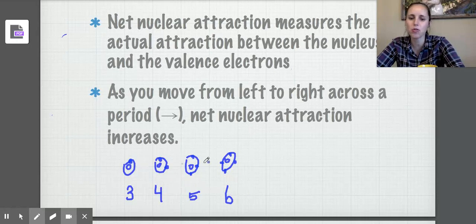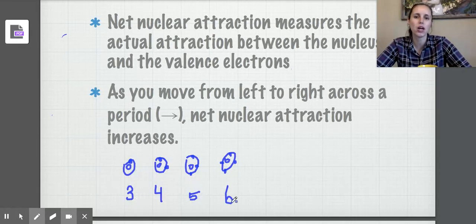So essentially, as I move from left to right, shielding effect isn't changing. We know that. But what is changing is the number of positives in my core. Remember, that positive core is acting like a magnet. So the more positives I have, the more attracted my outside electrons are going to be. These outside electrons are all technically the exact same distance, right? They're on the same shell, in the same energy level, but we're getting a stronger and stronger positive core. That means they're going to be more attracted. So as I go from left to right, my net nuclear attraction is going to increase because I'm going to have more protons.